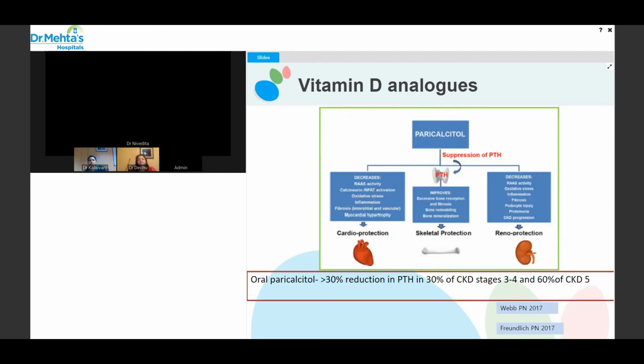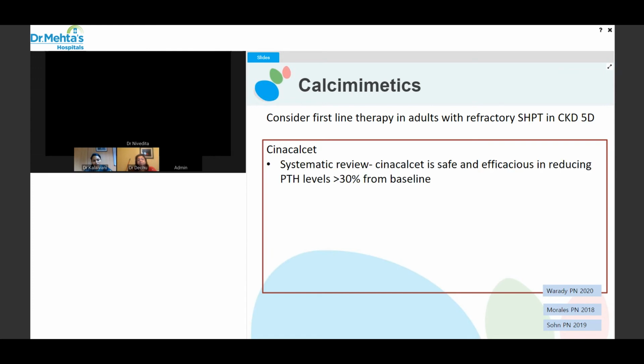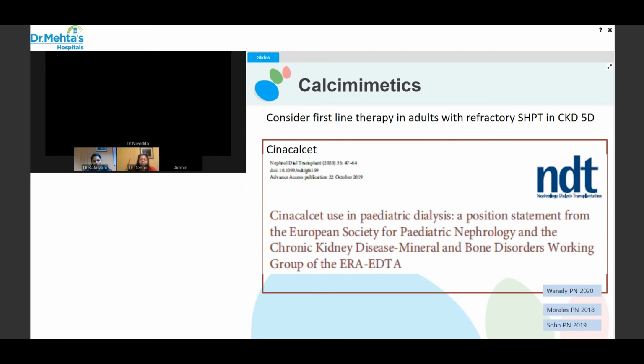Coming to the calcimimetics, they are considered the first-line therapy in adults on dialysis with refractory secondary hyperparathyroidism, and there are more and more studies coming up in children as well. A systematic review published recently in Pediatric Nephrology showed that cinacalcet is safe and efficacious in reducing PTH levels by more than 30% from baseline. It's also effective in young children and infants, and was associated with a significant increase in growth. The recent guidelines by the ESPN on cinacalcet use in pediatric dialysis have been published.